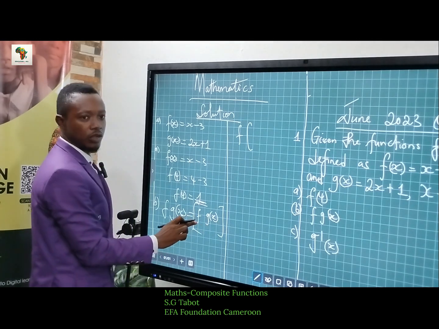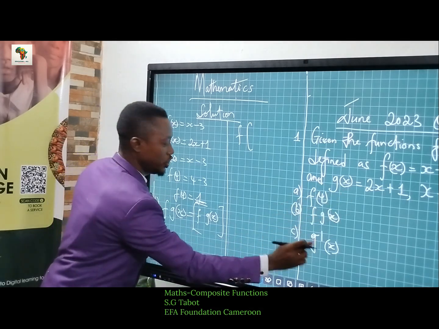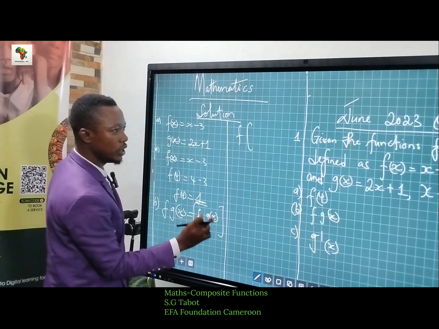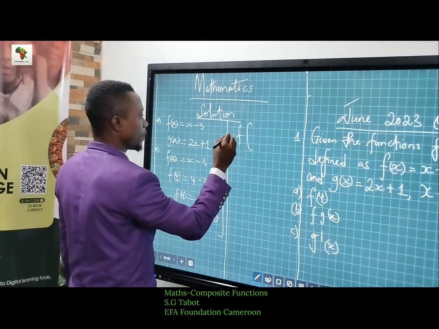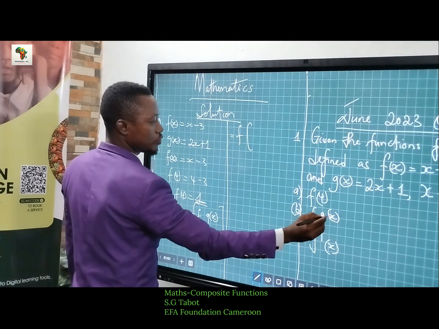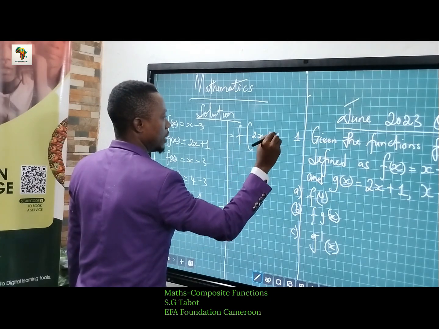Open, what is the second, g of x? You have to recopy the function of g. Now I'm solving for g alone. I will simply copy what? The function g. What is my g? I'll have here, what is my g? My g is 2x plus 1.